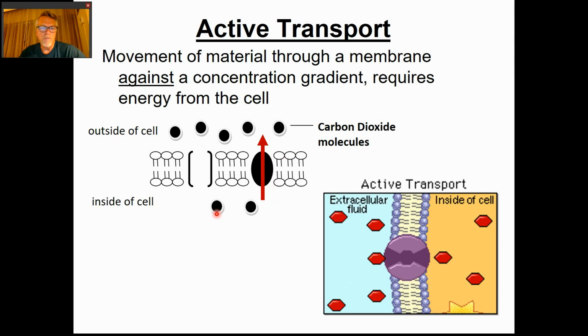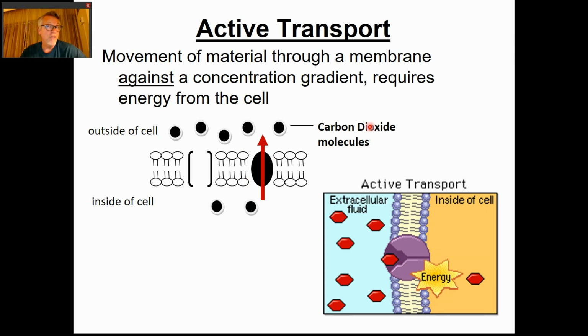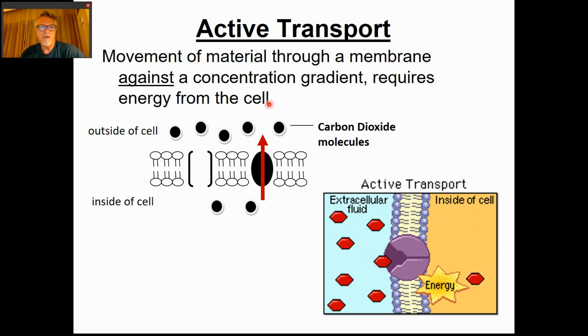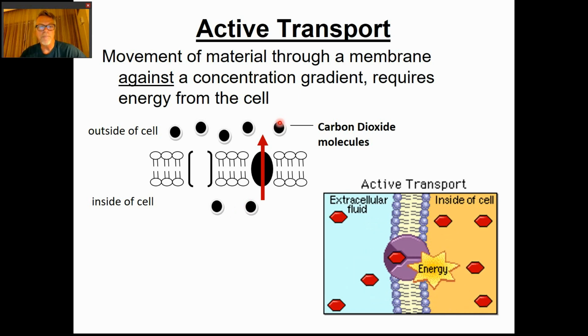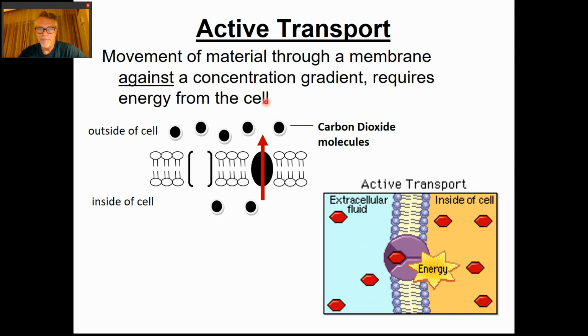We have more of these black dots outside of the cell than we have inside. So to get them out of the cell, if you need to remove them, maybe they're a waste product like carbon dioxide, maybe you would have a pump or a carrier protein that would grab onto this molecule and shove it across the membrane from where there isn't very much of it to where there is already a whole lot. That's active transport, and it costs energy. And of course, this is a cell, so energy comes in the form of ATP, which was what we learned about in the last unit.